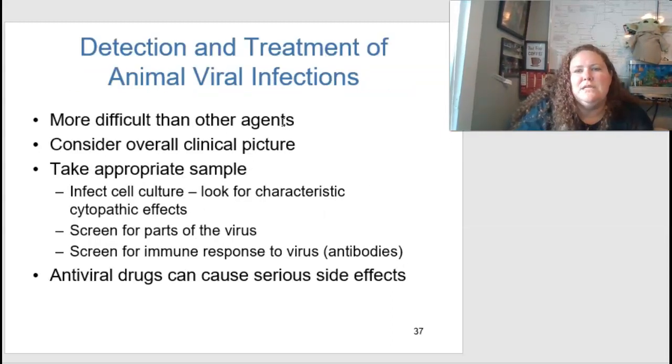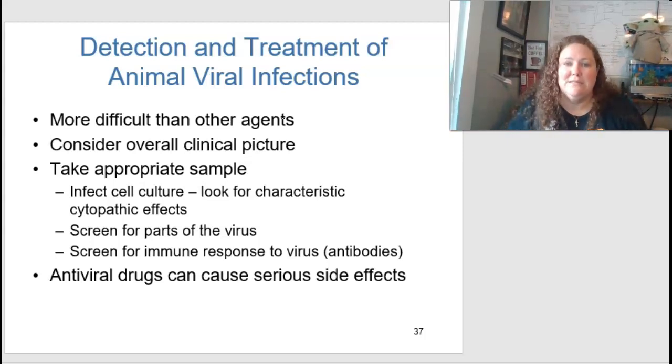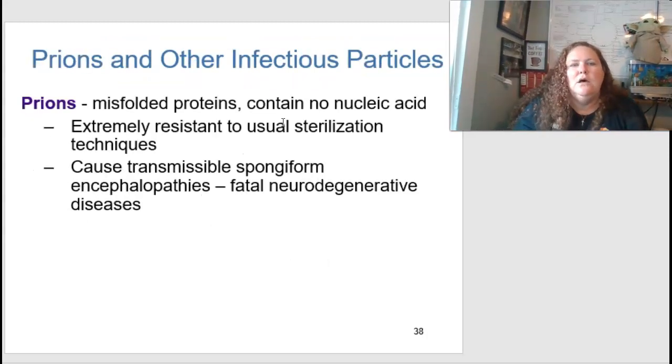We can also use it for detection and treatment of animal virus infections. This is more difficult than with other agents, but we consider the overall clinical picture. We would take an appropriate sample, infect the cell culture, look for characteristic cytopathic effects, then screen for parts of the virus, then screen for immune responses to the virus, which would be like antibodies. And then we can have antiviral drugs that can cause serious side effects, so we don't want to go willy-nilly treating everyone that doesn't have it, right? We just have to treat it when it's necessary.